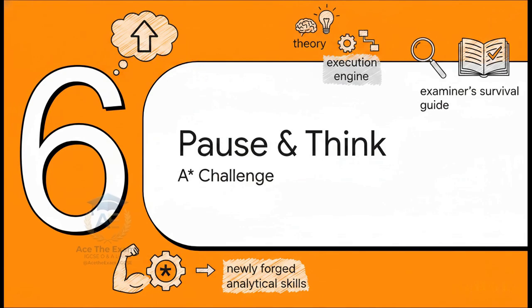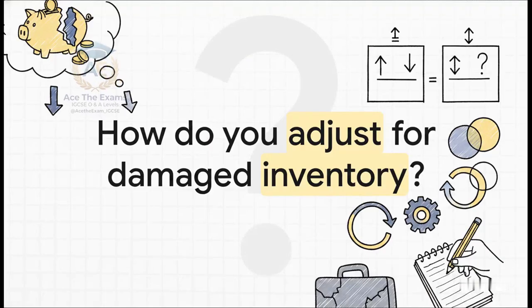Section 6. Pause and Think, A-Star Challenge. Okay, you have the theory, the execution engine, and the survival guide. Now, here is your challenge. A business discovers that a batch of inventory, which historically cost $5,000, was damaged. It can now only be sold for $3,000, but wait, it requires $500 in repairs first.